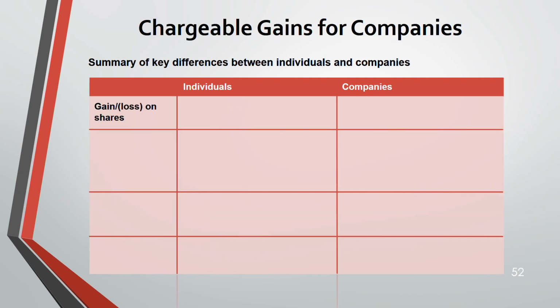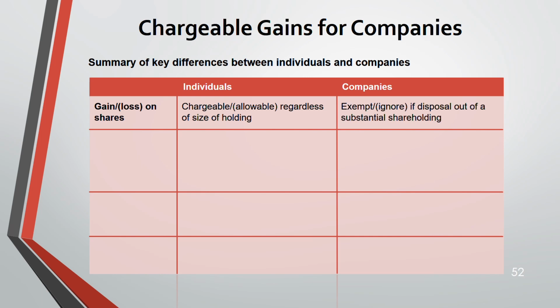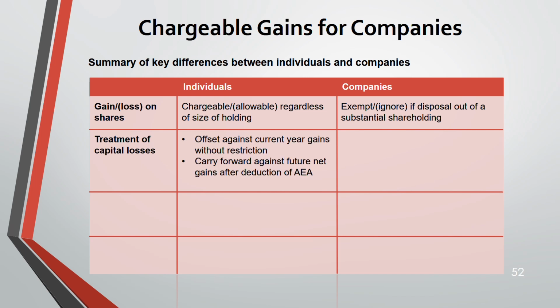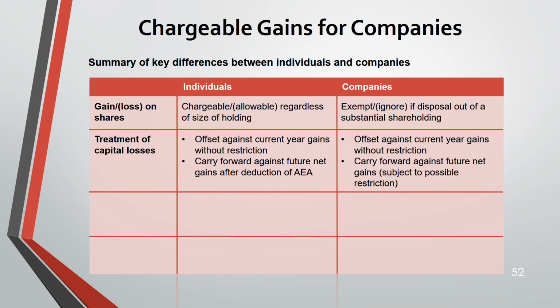Next, gain and loss. Whatever your size of holding, it is chargeable if it's a gain, and if it's a loss, it's allowable. But for companies, as we can see, with a substantial shareholding, your whole gain might be exempt. Treatment of capital losses: you can offset against current year gains without restriction. You can carry forward against future net chargeable gains after deduction of AEA. For companies, the same, you can offset against current year gains without restriction. Next, you can carry forward against future net gains, but this is subject to some restriction.